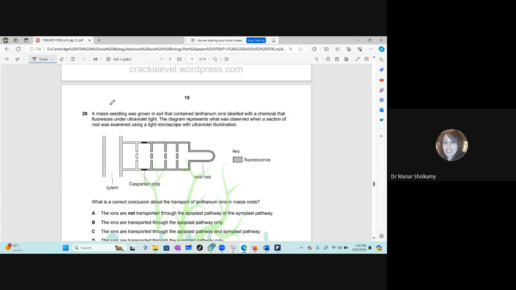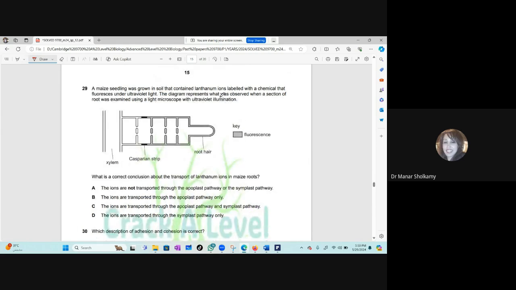29. We have 10 more. Good. A maize seedling was grown in soil that contained lanthanum ions labeled with a chemical that fluoresces under ultraviolet light. The diagram represents what was observed when a section of the root was examined using a light microscope with ultraviolet illumination. So this is the fluorescent ion, and it will be absorbed by the root hair cell, and it will shine. These parts of the root hair cell will shine only.